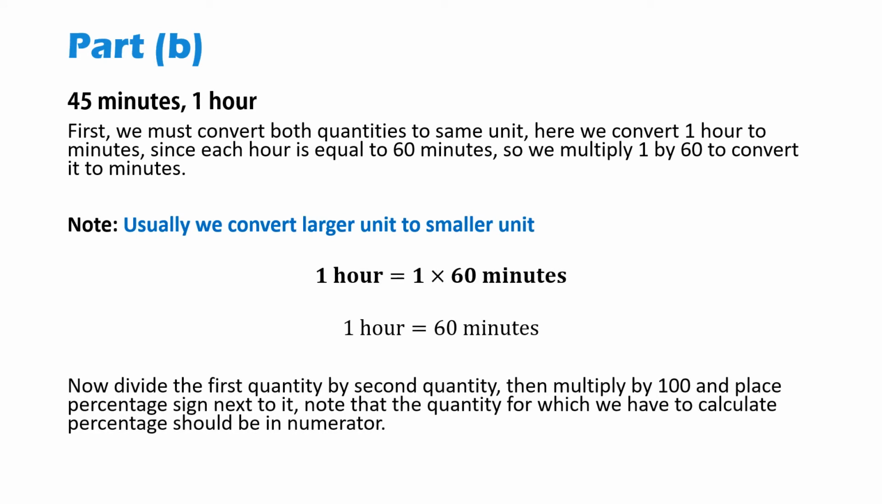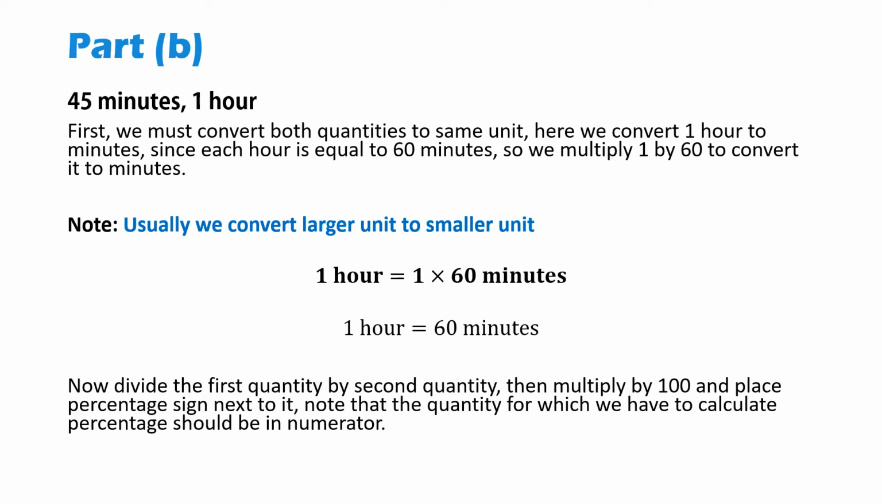Part B. Express 45 minutes as a percentage of 1 hour. First, we must convert both quantities to the same unit. Here we convert 1 hour to minutes, since each hour is equal to 60 minutes, so we multiply 1 by 60 to convert it to minutes. So we have 1 hour equals 60 minutes.